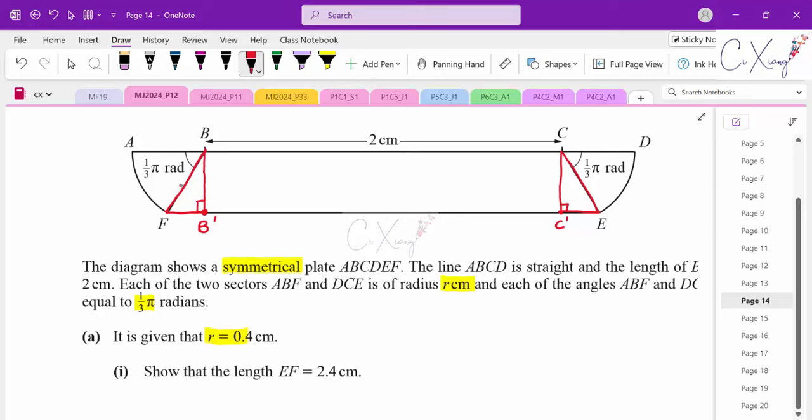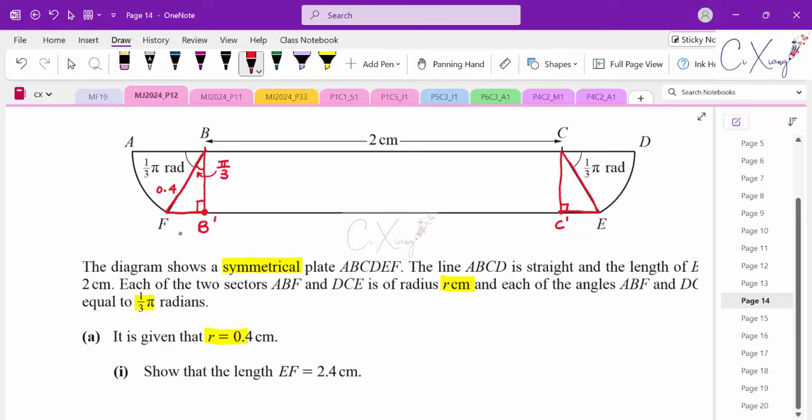So if I have a look at this triangle, for a perpendicular line it is 90 degrees. And if I have this as pi over 3, very obvious, this particular angle here will be pi over 6, which is 30 degrees. So I'm going to use the ratio in this triangle. I know that the hypotenuse here is actually 0.4 because it is a radius. r equals 0.4. So 0.4 is the hypotenuse for this triangle.